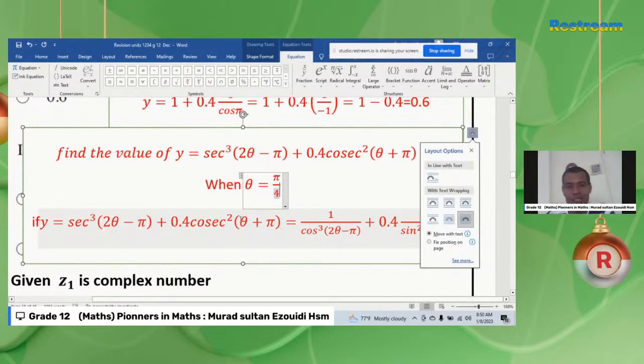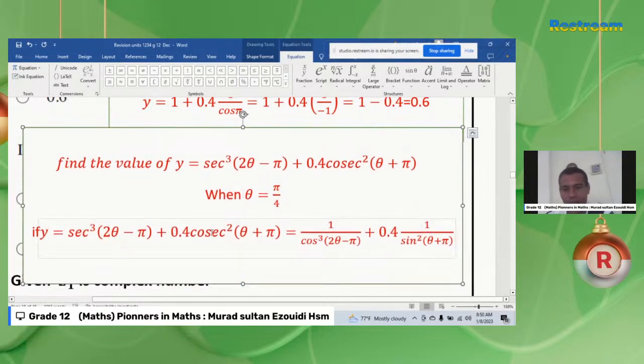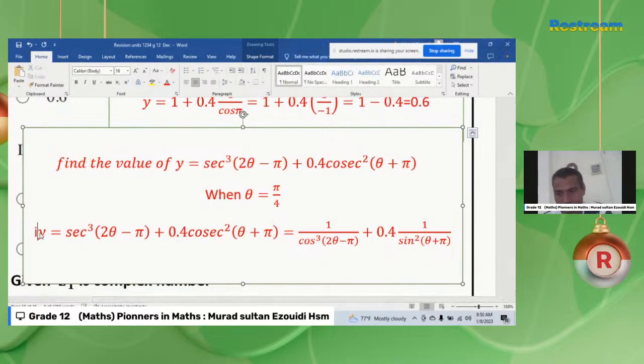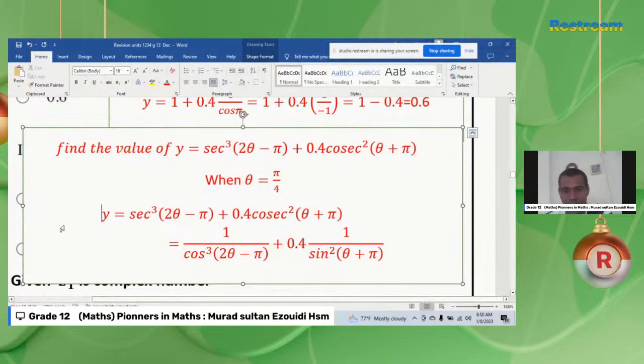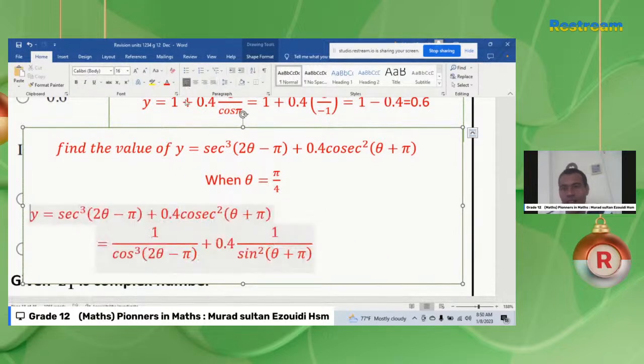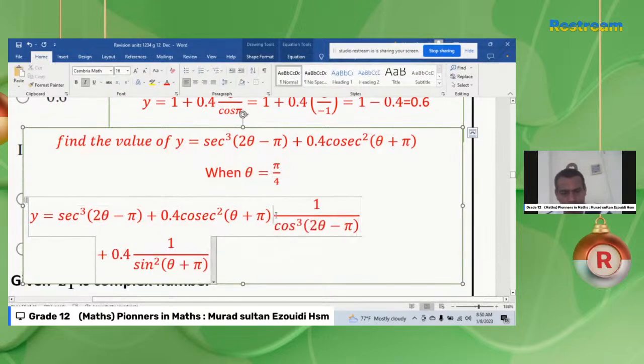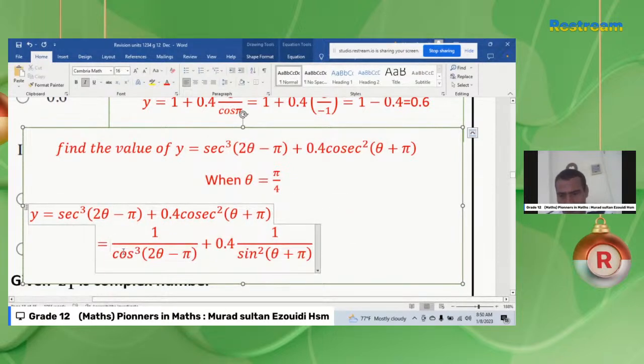Now I will just write this again, learners. It will be like that. I will use it now, given that. I will make it small, no problem.